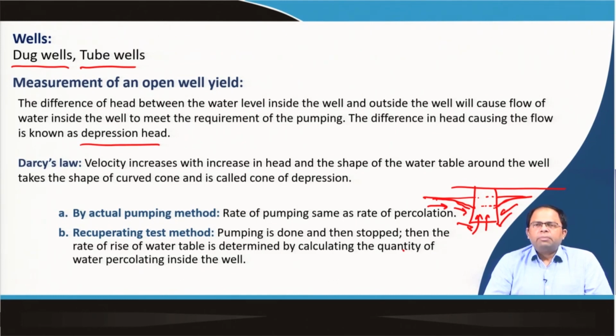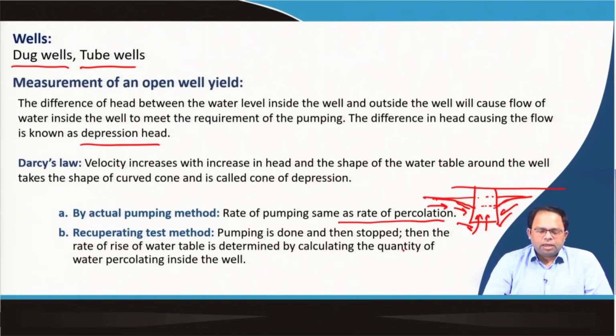The actual pumping method is pretty straightforward. That means the rate of pumping is adjusted using a variable pump, maybe, so that it would be the same as the rate of percolation. Rate of percolation means the amount of entry of water inside the well. So, we will adjust the rate of pumping so that it matches the yield of the well, right. And from the rating of the pump, we can determine the yield of the particular well. Or we can do something called the recuperating test method, where pumping is done and then stopped.